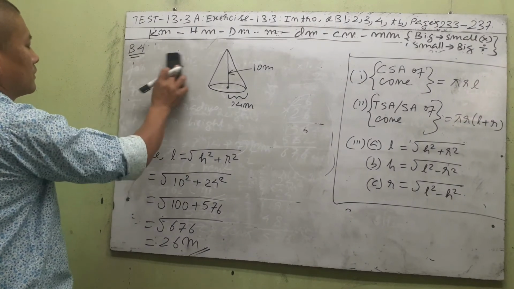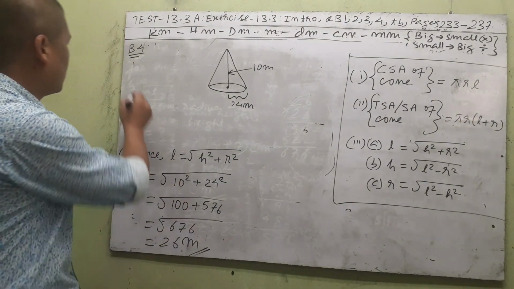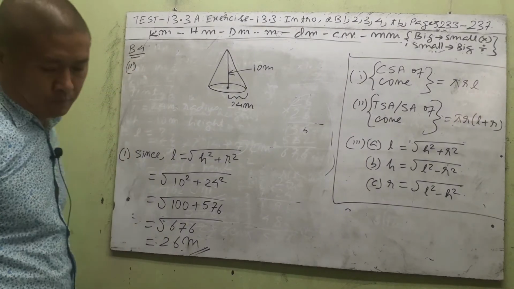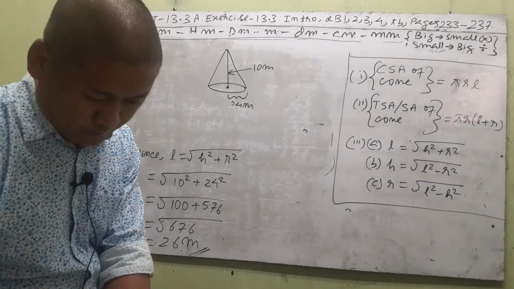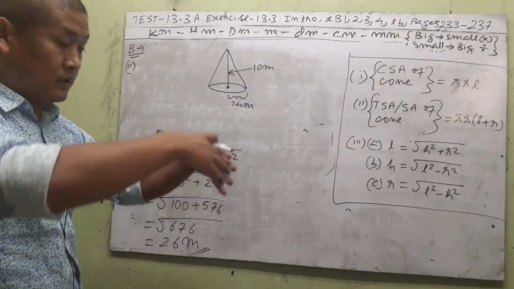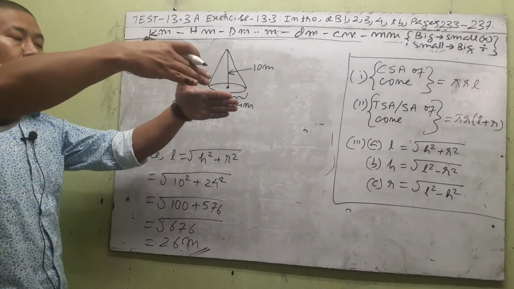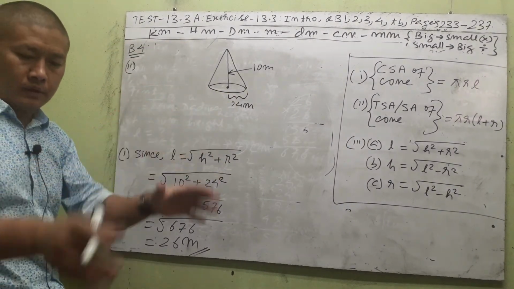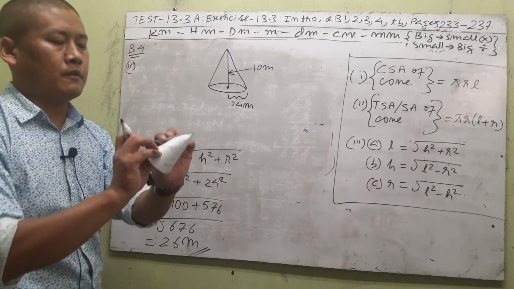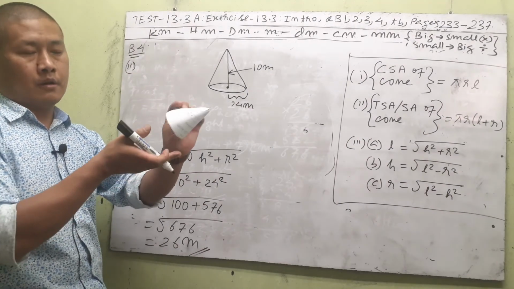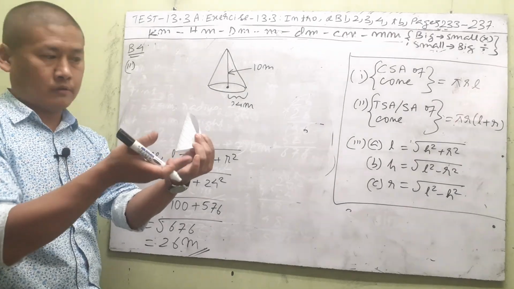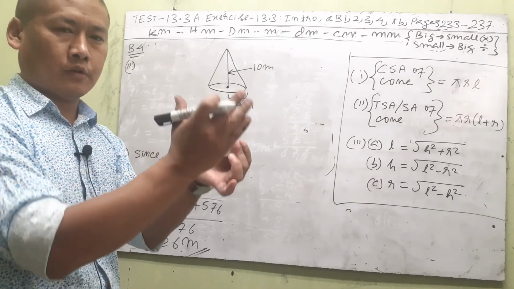Answer is number 2. We have to find the cost of canvas required. So if you're going to make this tent, you're going to cover it with a canvas cloth on the curved surface only, because that is to cover the tent. We will not put canvas on the floor, right? So only curved surface is the area of cloth required.